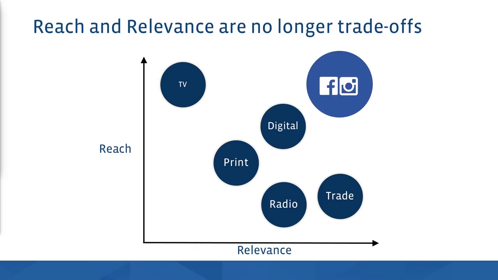Previously, in order to get the scaled reach you were looking for on TV, you had to sacrifice accuracy and settle for very broad-based targeting. Alternatively, in order to obtain targeting accuracy, you had to advertise in places that did not have a lot of reach, like radio and trade publications. With Facebook and Instagram, you can now achieve both of these objectives without sacrificing one or the other.